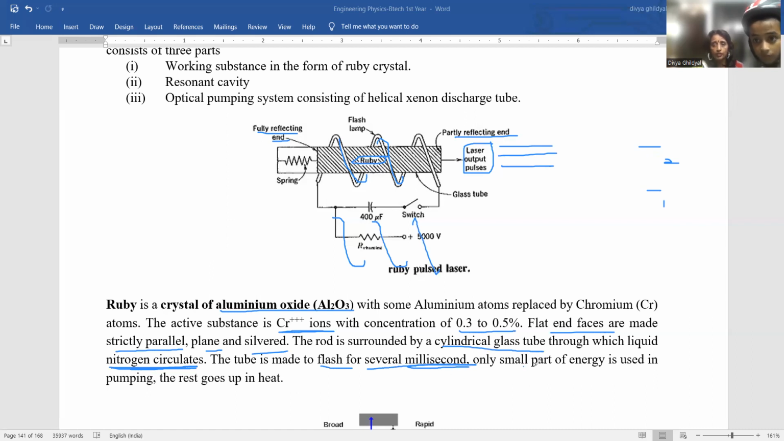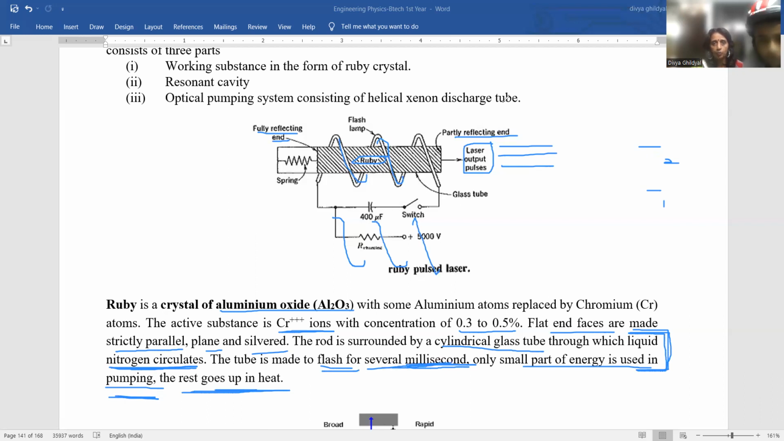Only a small part of energy is used in pumping and the rest is going up as heat. This is a drawback of the ruby laser. Because of this, its efficiency goes down, because whatever energy we are utilizing in running this laser, part of it is going up in heating the system and very little is left to pump the atoms from ground state to excited state. And as you can see, flash for several milliseconds.